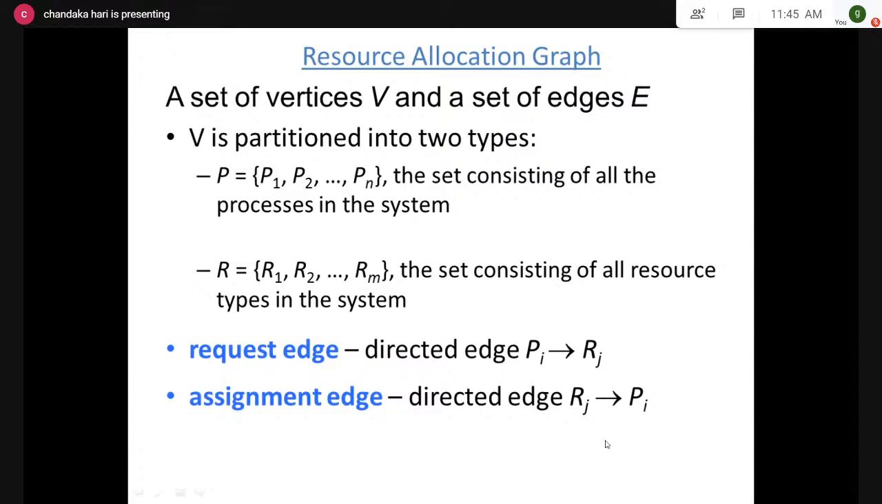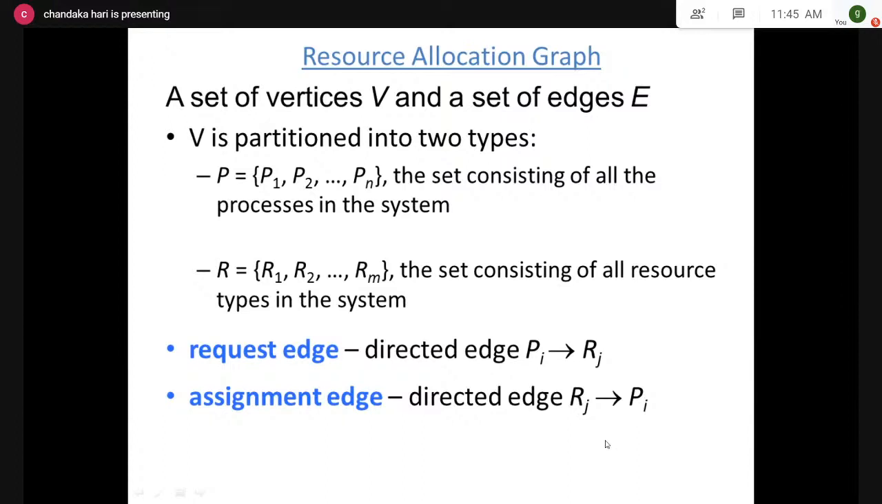In this particular situation, vertices are of two types. They may be processes or they may be resources. The processes are designated with P1, P2, and so on up to Pn, and the resources are designated with R1, R2, and so on up to Rm. Now, coming to the second very important part, edges.